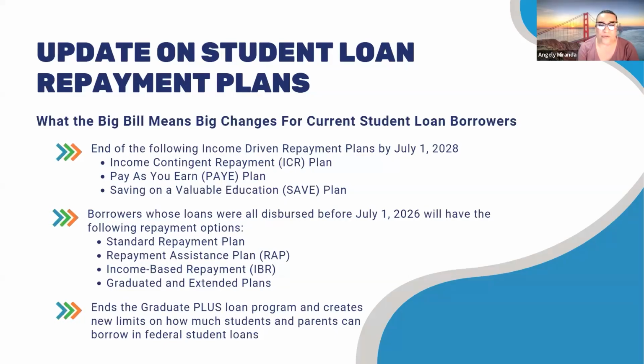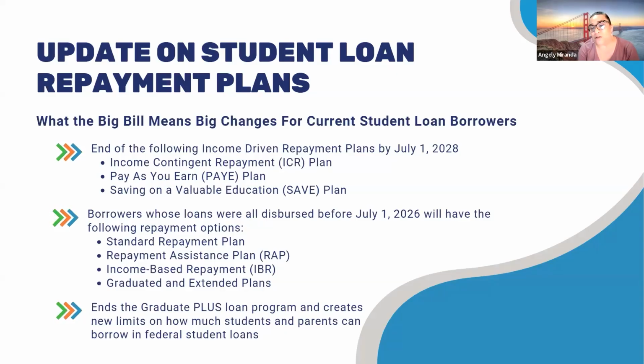So borrowers whose loans are all disbursed before July of 2026 will have the following repayment options. The standard repayment plan, a new Repayment Assistance Plan, also known as RAP, and then the income-based repayment, IBR, and the graduated and extended plans. Those will be available. And unfortunately, this bill also ends the Grad PLUS loan program and creates new limits on how much students and parents can borrow in federal loans.